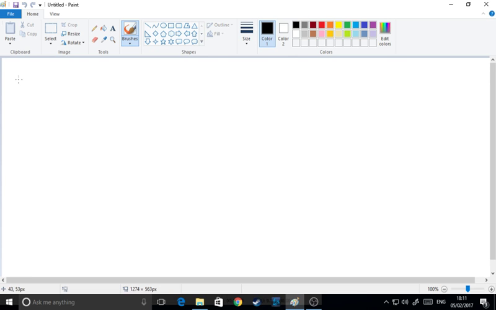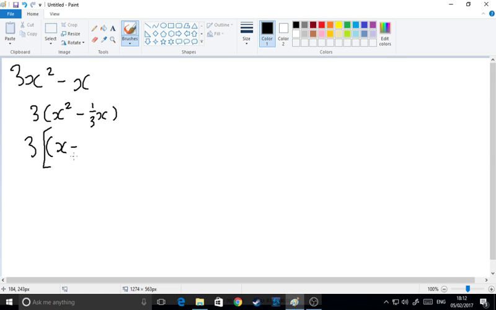To seal the deal, let's go for the hardest one. Let's go for 12, which is 3x squared minus x. So take out the 3: 3 times x squared minus, you're going to have a 1 over 3 x. Complete the square with that. So 3 in the big bracket, x minus that a third halved. What would be a third halved? 2 6, so 1 6. Just 1 6 squared, minus 1 over 6 squared, which is 1 over 36.